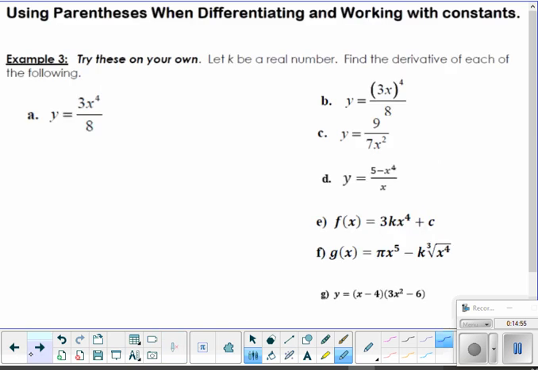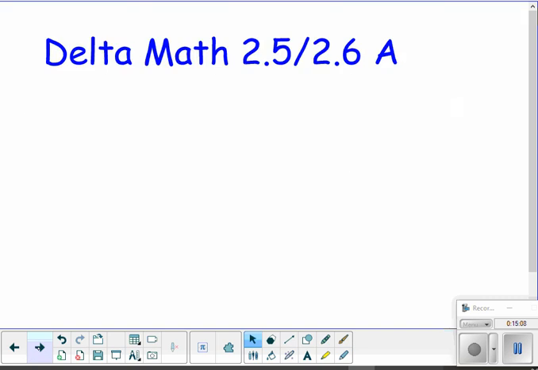All right. Now, the backside has many, many more examples. I think I'm going to put them on a separate video. Okay? For now, you should be able to do the Delta Math 2.5, 2.6a version, and that should be open for you. So have fun, do a little homework, learn these power rules.